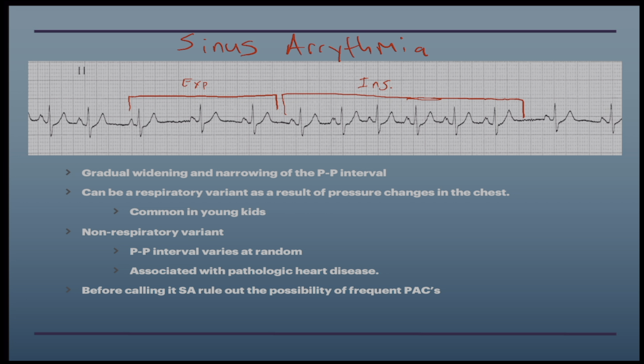The other variant would be the non-respiratory variant, and that's when you would see the P to P intervals that just vary at random. There's no rhyme or reason that you can say this is most likely speeding up on inspiration versus expiration. That's commonly seen in elderly patients with heart disease.